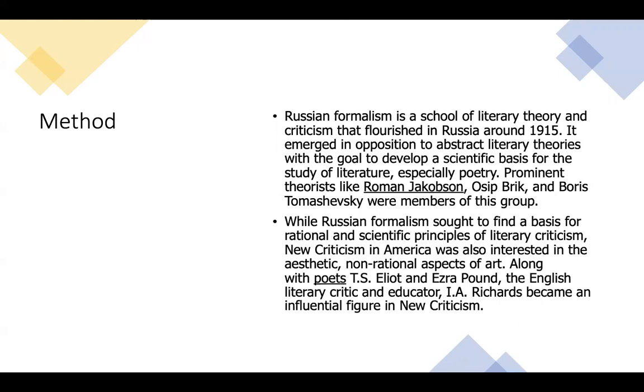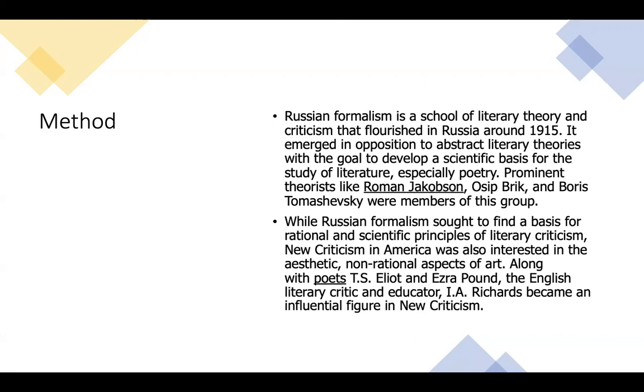Russian formalism is a school of literary theory and criticism that flourished in Russia around 1915. It emerged in opposition to abstract literary theories with the goal to develop a scientific basis for the study of literature, especially poetry. So again, in the new criticism vlog, you can see that new critics also focused more on poetry. Prominent theorists like Roman Jakobson, Osip Brik, and Boris Tomashevsky were members of this club.